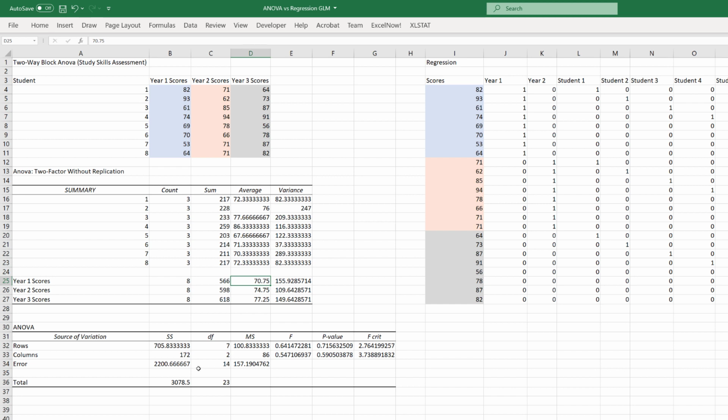In the ANOVA table below, we have a bit more information. We actually have 2 F statistics, one for the rows and one for the columns. That's why it's a two-way ANOVA. We have 2 p-values as well to go along with those.